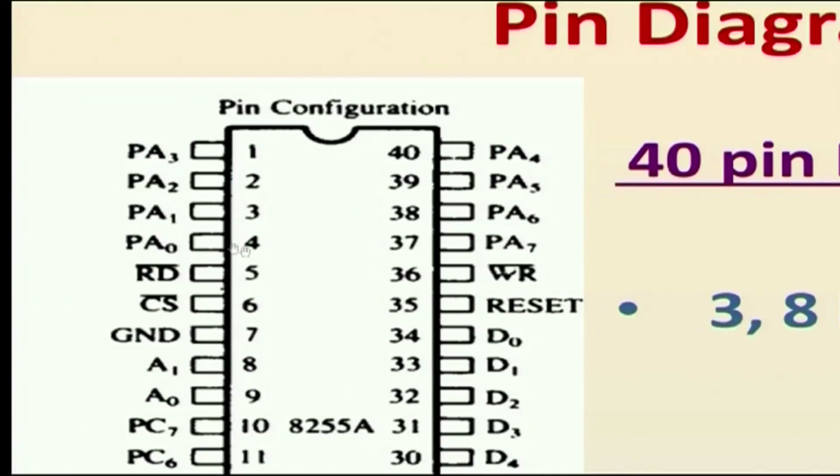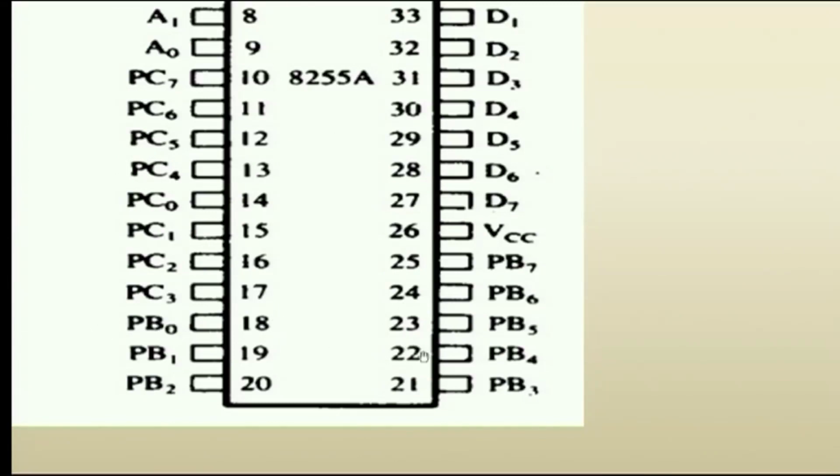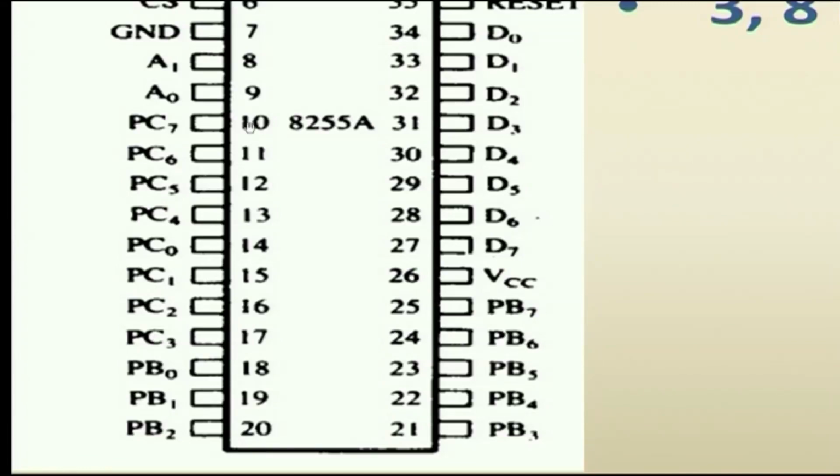Pins 1 to 4 are the port A signals PA0 to PA3, and pins 40 to 37 are PA4 to PA7. So, the 8 pins are available at the top of the IC. Then for port B, the signals are available at the bottom, from pins 18 to 25, denoted as PB0 to PB7. So, 8 pins for port B and 8 pins for port C, which are available from pin number 10 to pin number 17. PC0 to PC3 are pins 14 to 17, then pins 13 to 10 are PC4 to PC7. So, this is the pin arrangement for the 3 ports.